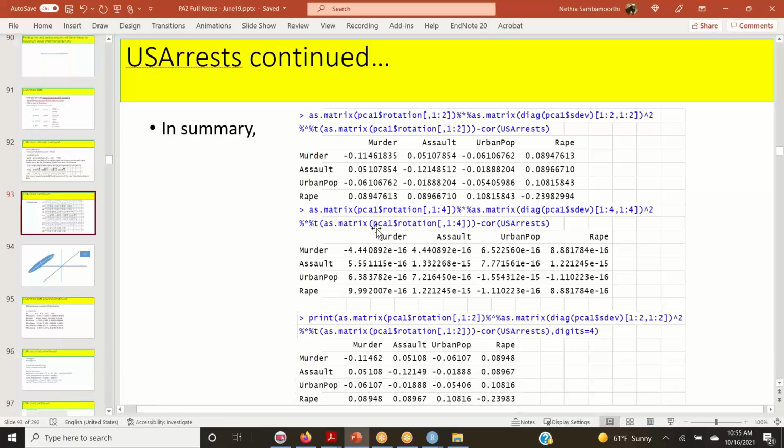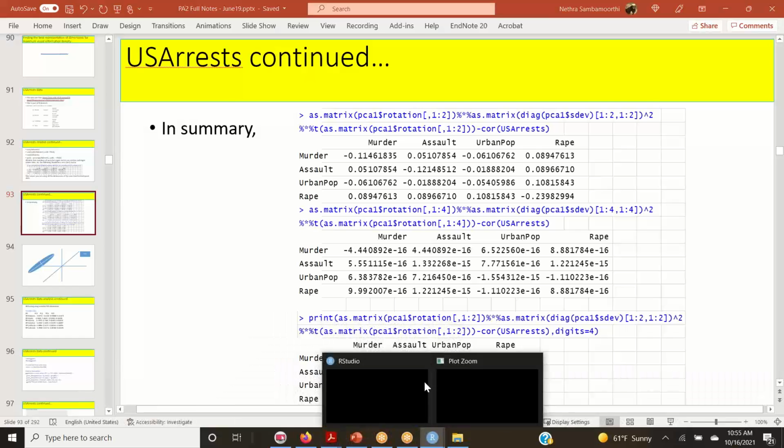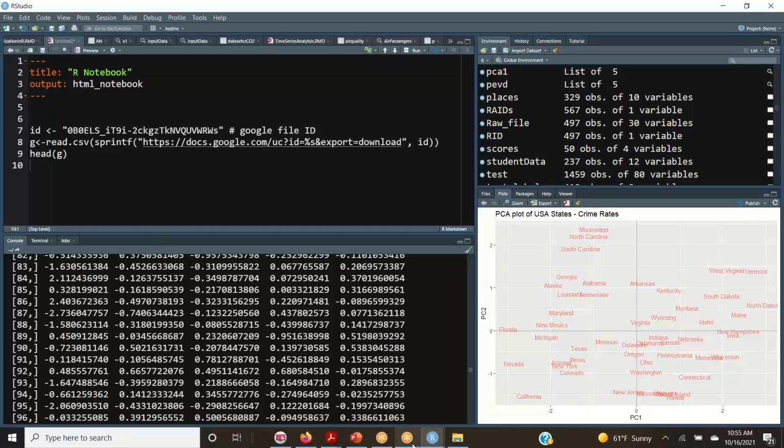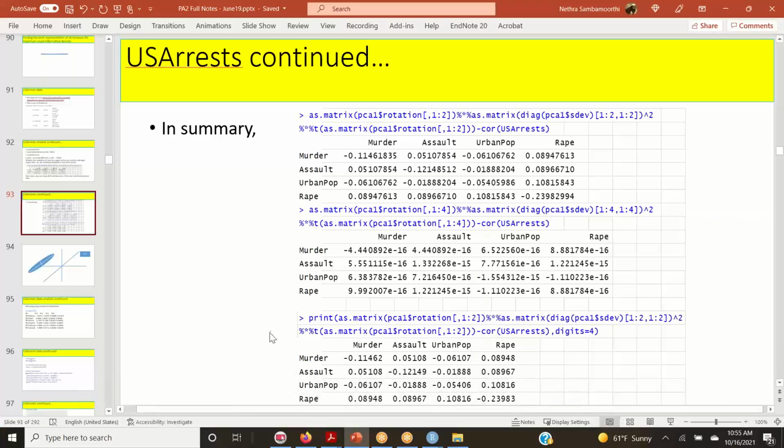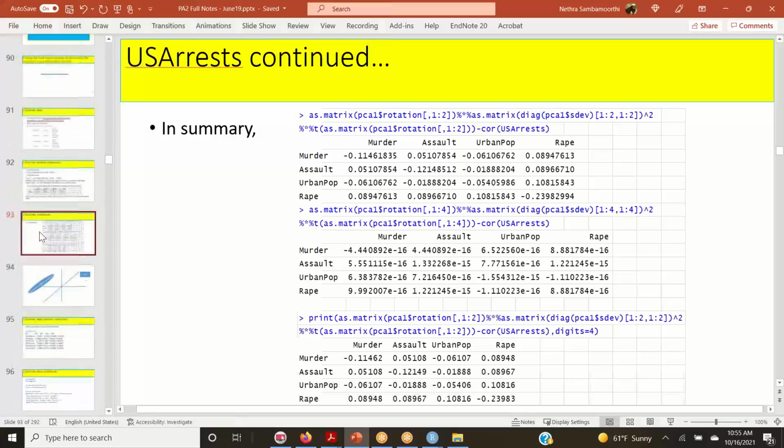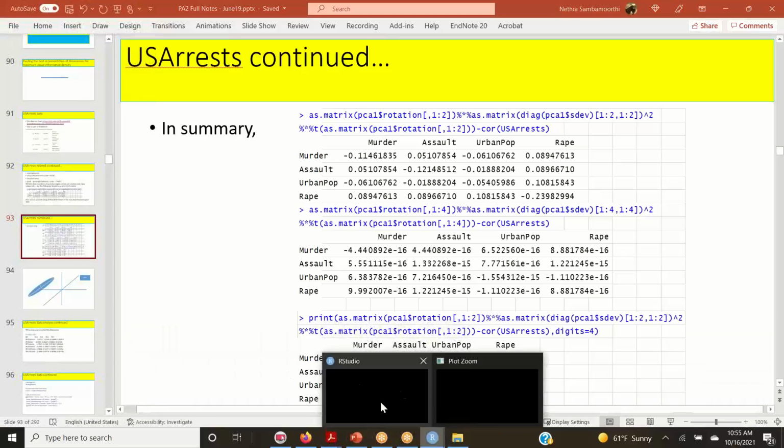Okay, one second. Oh, here it is. What happened? Here, I have to go back to this one. Correlation, right? I was talking about correlation.